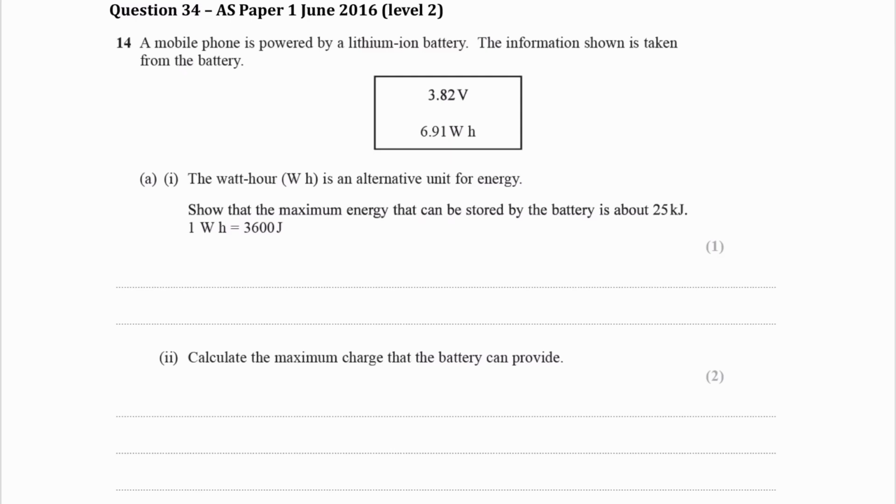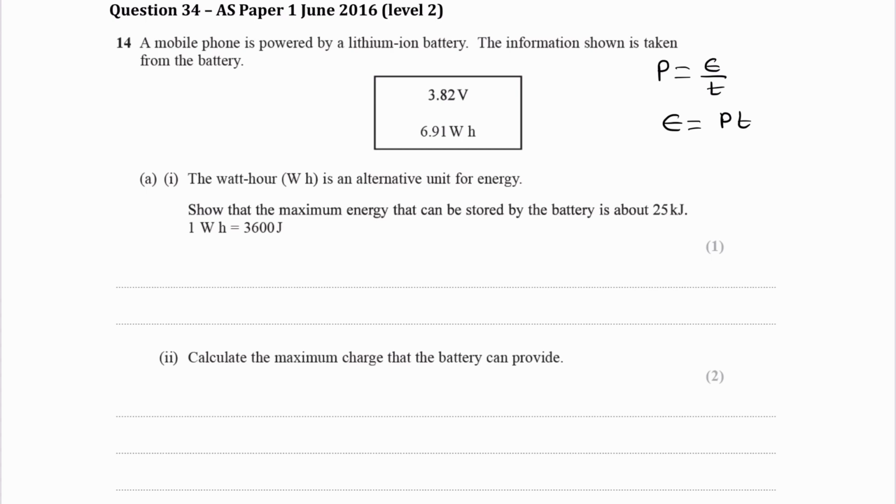So we're given the voltage for a battery, and we are told the energy that the battery stores. It says in the question that watt hour is an alternative unit for energy. And if you weren't sure why that is the case, think about the equation power is equal to energy over time, or work done per unit time. If we rearrange this for energy, energy is power times time.